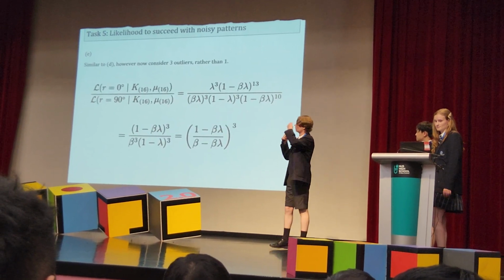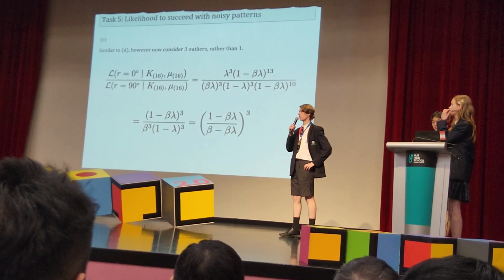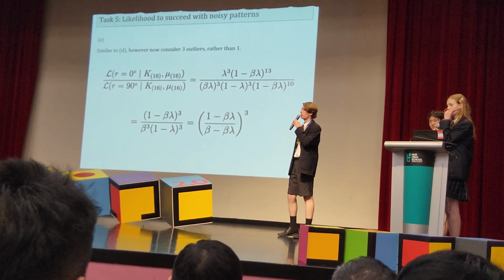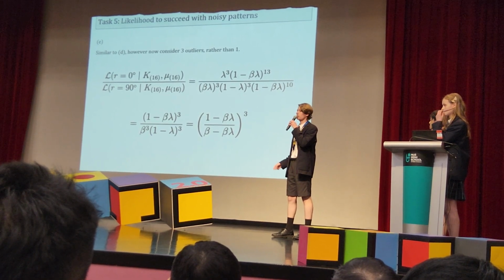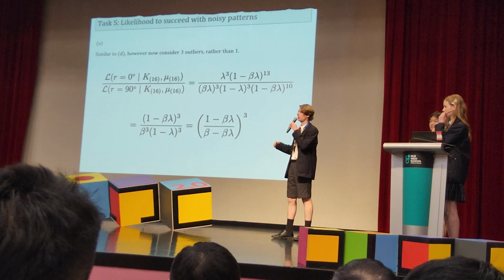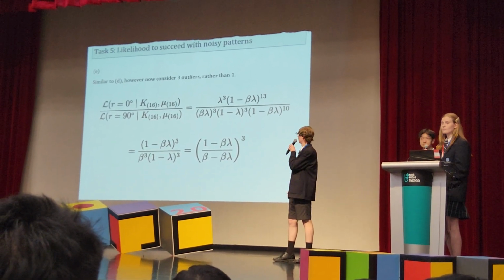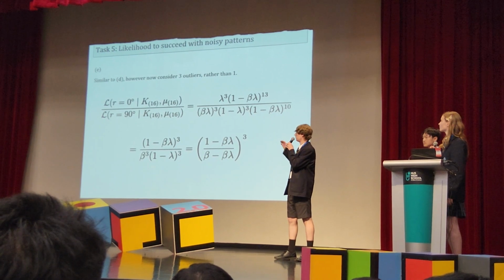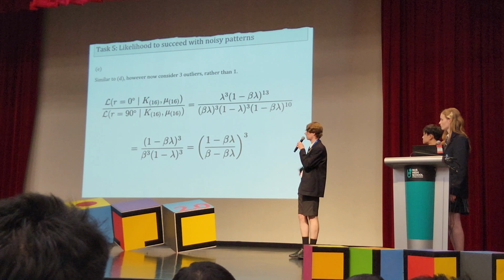Okay, so part E was now considering the case where there are 3 outlier pixels rather than just 1. We see that as you rotate it 90 degrees, none of the outlier pixels lie on the same location as when they were rotated 0 degrees, so we can compute in a very similar fashion, and we find it's the same expression but now raised to the power of 3.